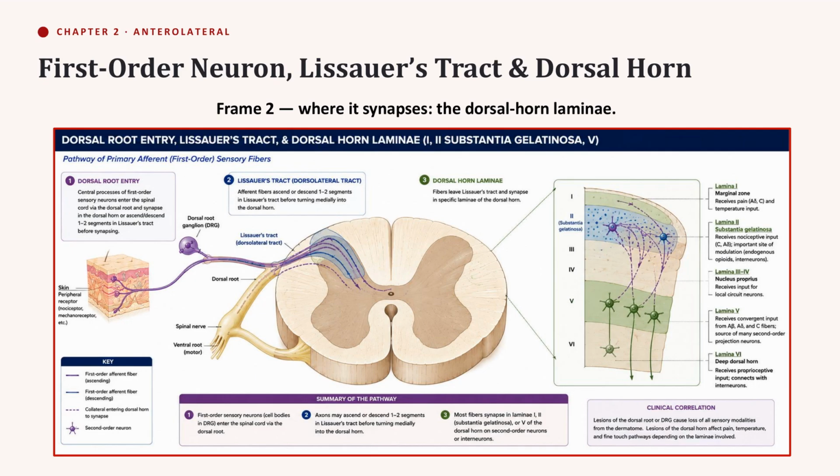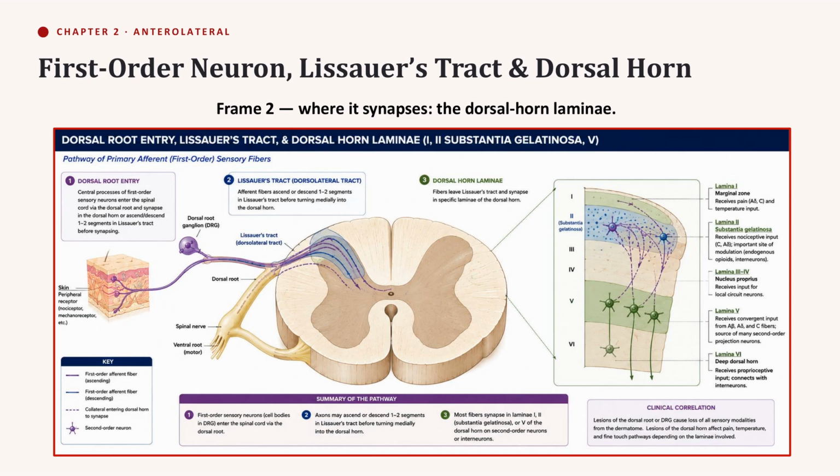And lamina 5, the nucleus proprius, holds wide dynamic range neurons that receive convergent input from skin and viscera. That convergence is the anatomical basis for referred pain, why a heart attack is felt in the arm and jaw.